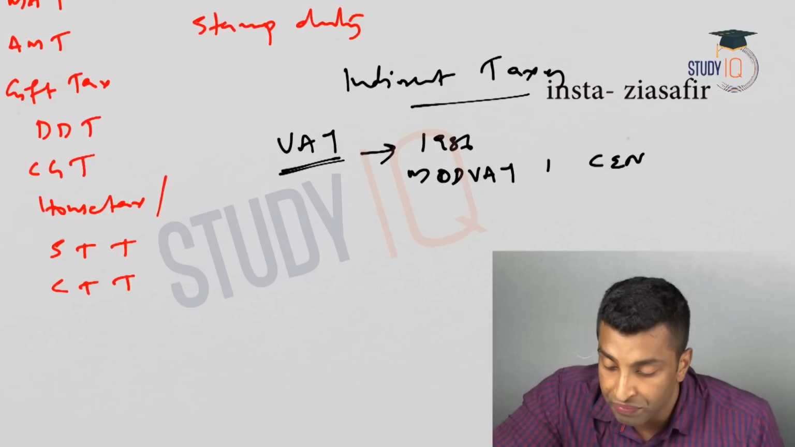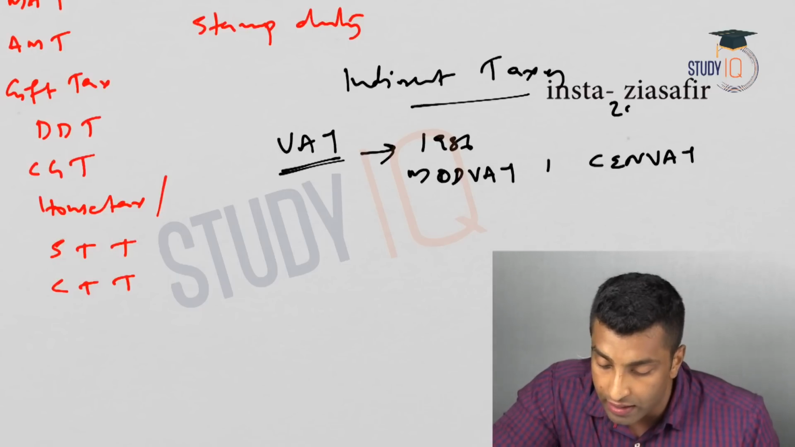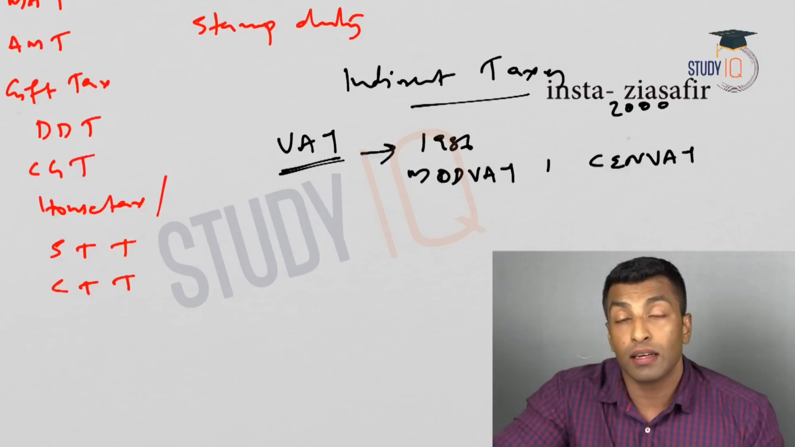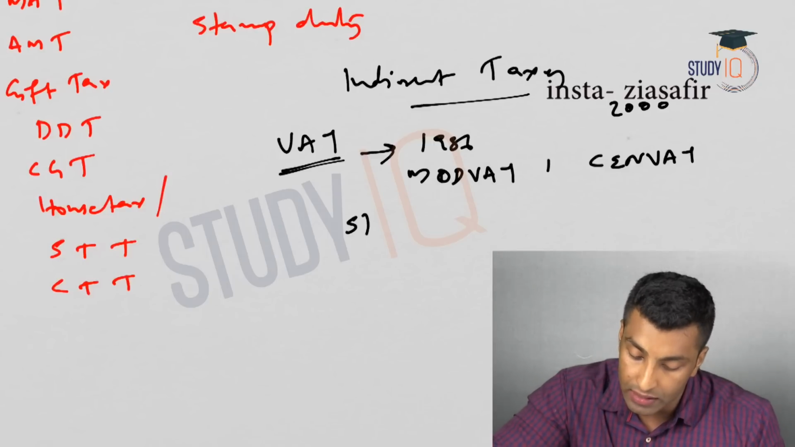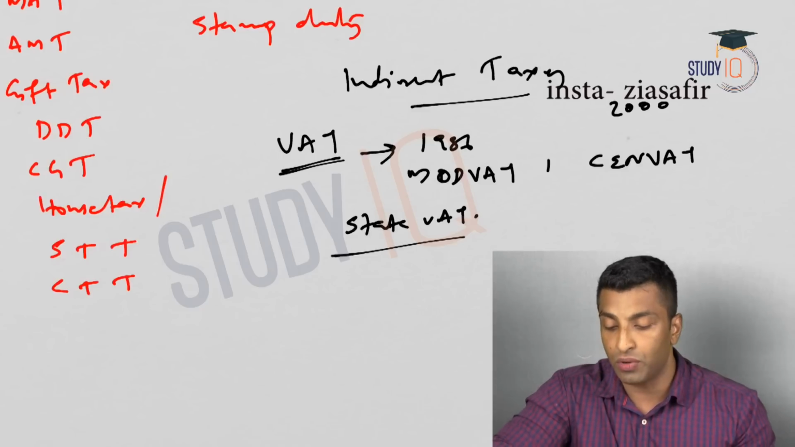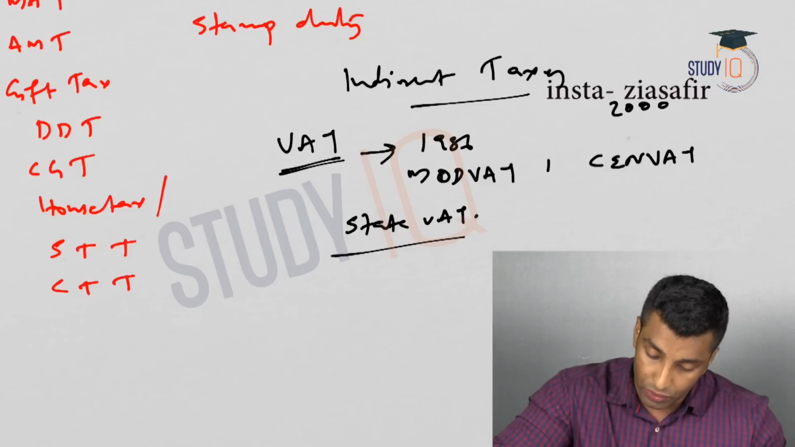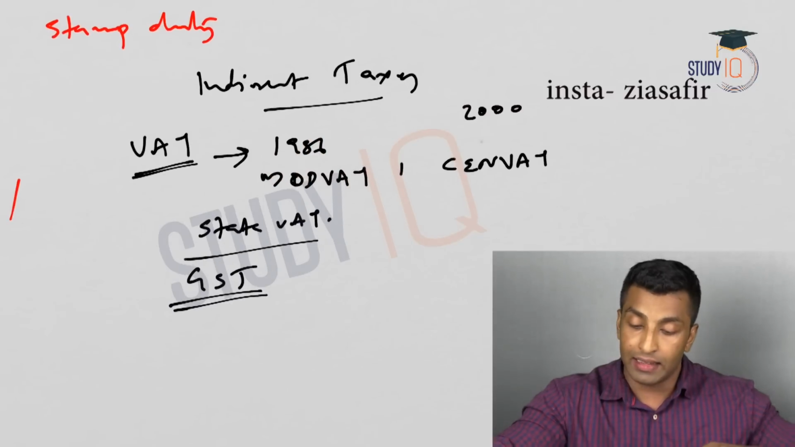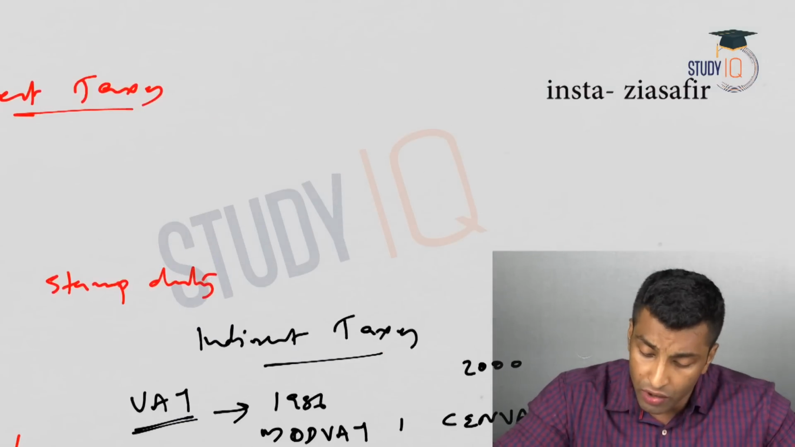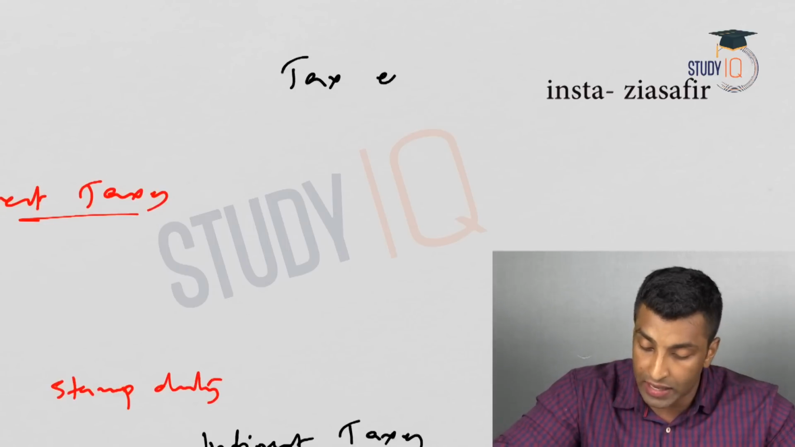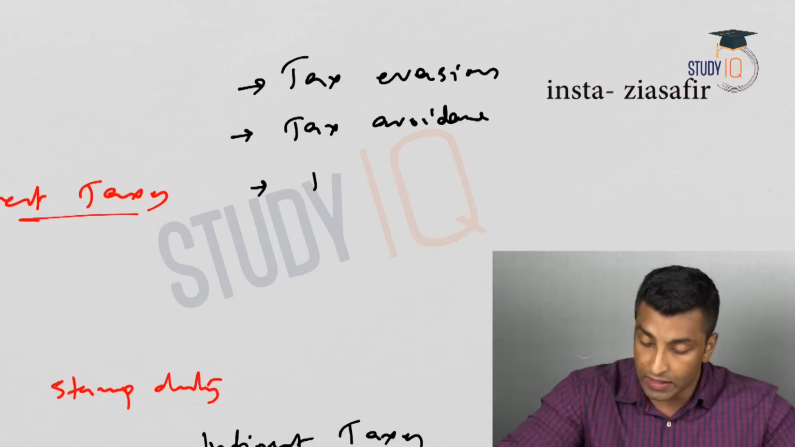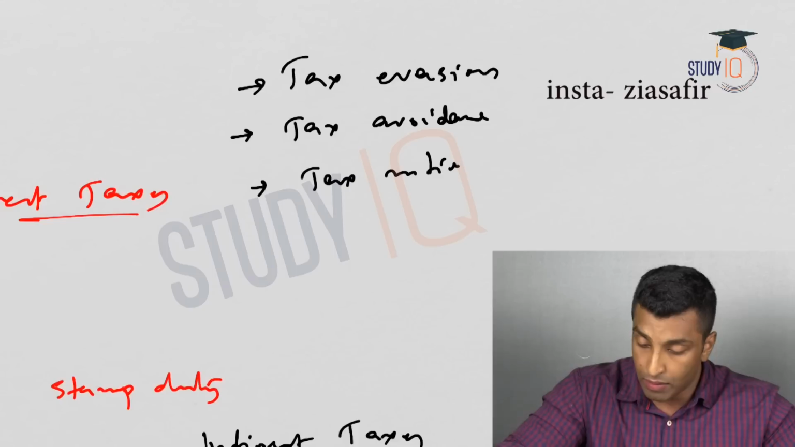MODVAT was then replaced as a SENVAT in 2000, and this is at the central level on excise. On sales there was a state VAT. Okay, there was a state VAT. We have discussed about this also, and then we discussed about GST, features of GST Act also we have discussed. And then in the last module, we have talked about the concepts of tax evasion. We have discussed this in detail. We have also talked about tax avoidance. Okay, we have discussed about tax mitigation.